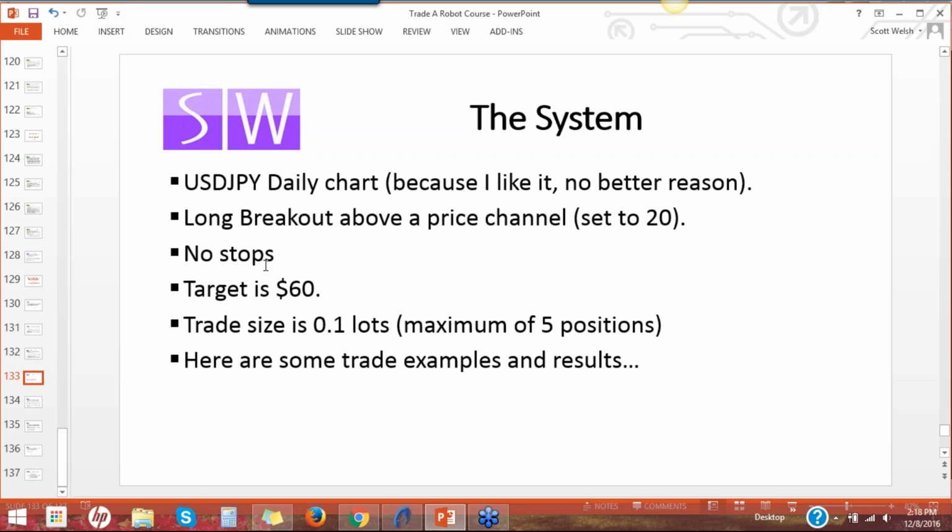As we mentioned, we're not going to use stop losses. We're going to target 60 bucks. Just 60, a nice even number. Could be less than that, could be a little bit more. I tested it, and 60 is nice, kind of in the middle. The trade size I use for this example is 0.1 lots, and I will get out of trouble a maximum of 4 other times for a total of 5 positions. 5 positions, 4 get out of trouble.